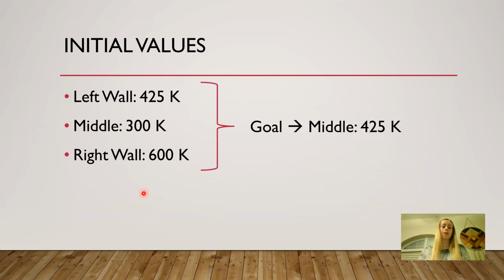We are also told that our left wall is going to be maintained at 425 degrees Kelvin. Our middle section of the wall is going to be initialized at 300 Kelvin, and the right wall will also be maintained at 600 Kelvin. And then our overall goal is to get that middle section up to 425.